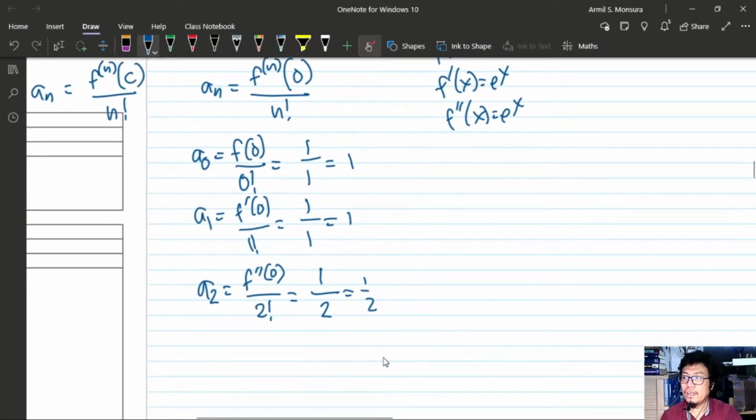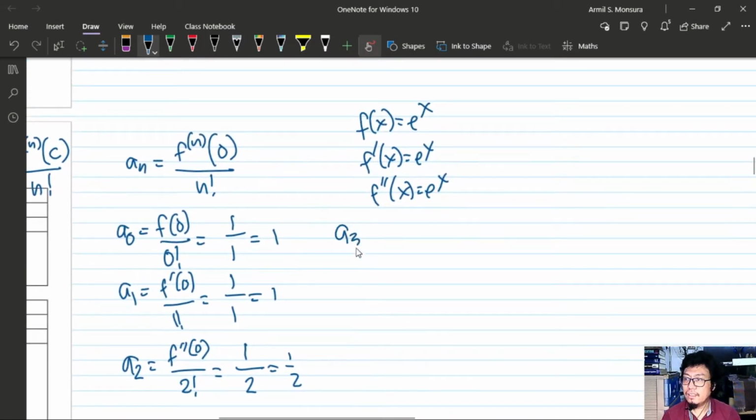a3 is f triple prime of 0 over 3 factorial. So the third derivative of e raised to x is still e raised to x. Therefore, the third derivative of f at 0 is e raised to 0.